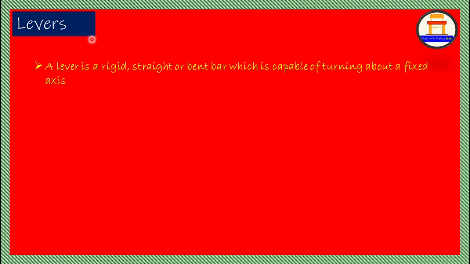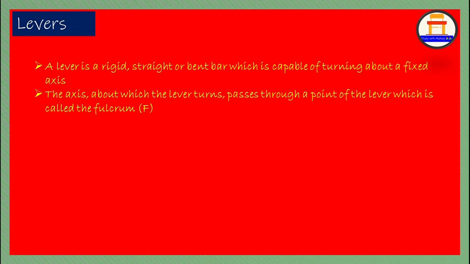Then levers. It's not liver, it's levers. Okay. What are these levers? It is a rigid, straight or a bent bar which is capable of turning about a fixed axis. The axis about which the lever turns passes through a point of the lever, which is called a fulcrum.